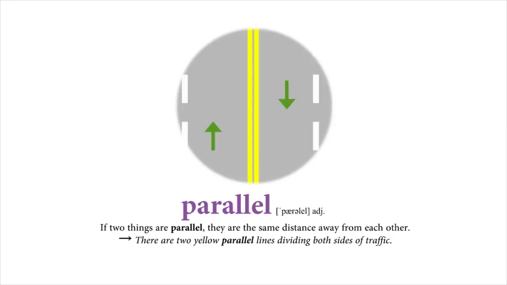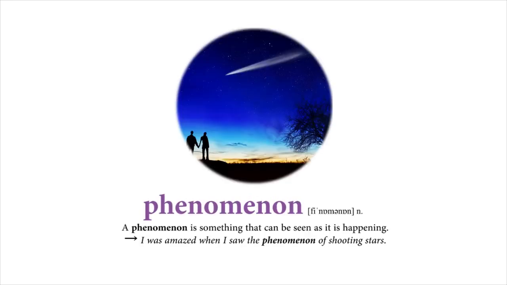Parallel. If two things are parallel, they are the same distance away from each other. There are 2 yellow parallel lines dividing both sides of traffic. Phenomenon. A phenomenon is something that can be seen as it is happening. I was amazed when I saw the phenomenon of shooting stars.